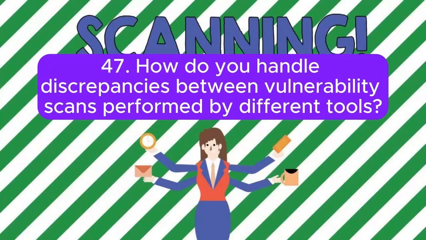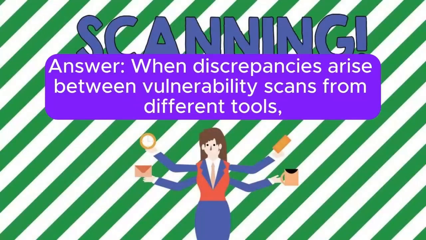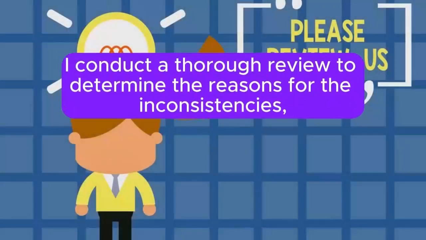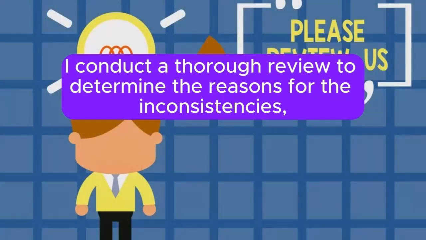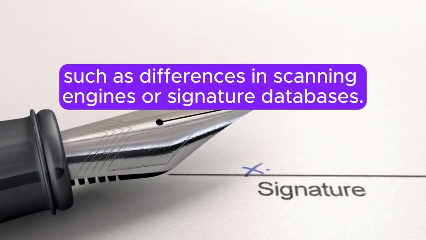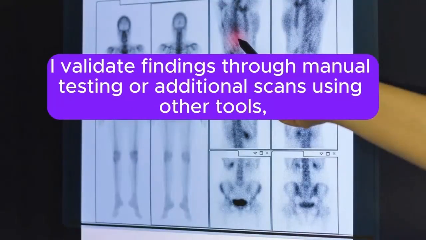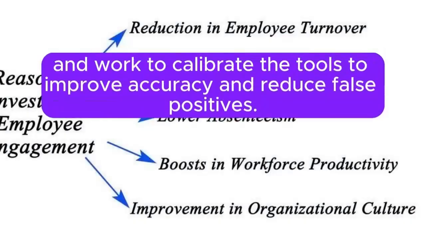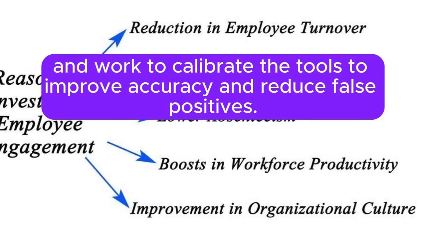47. How do you handle discrepancies between vulnerability scans performed by different tools? Answer: When discrepancies arise between vulnerability scans from different tools, I conduct a thorough review to determine the reasons for the inconsistencies, such as differences in scanning engines or signature databases. I validate findings through manual testing or additional scans using other tools, and work to calibrate the tools to improve accuracy and reduce false positives.